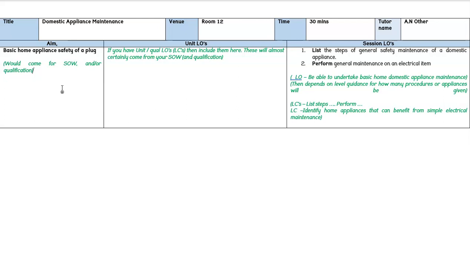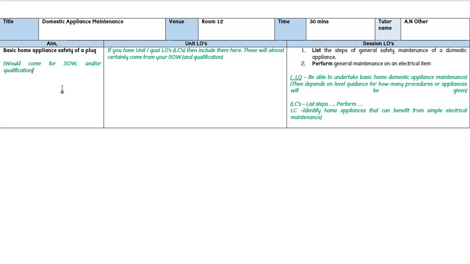If you don't have those, then your session LOs are coming from your aim. And when I say coming from, I'm talking about something called constructive alignment, in that if the session learning outcomes are achieved, or learning objects or learning objectives, then the aim should be achieved. If you complete those learning criteria, objects, whatever, and they don't meet the aim, then you don't have the correct session outcomes. You need to have more so that you do enough to meet your basic aim.